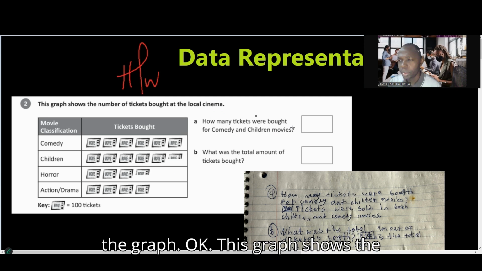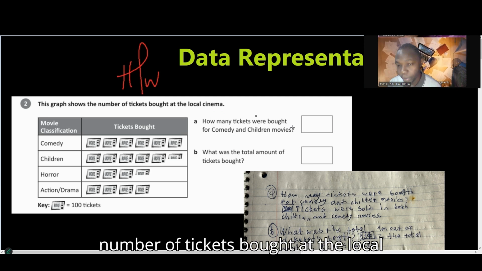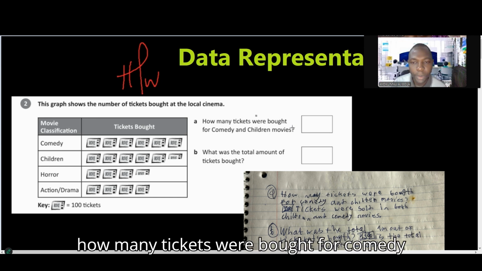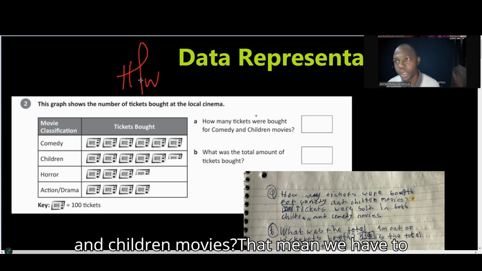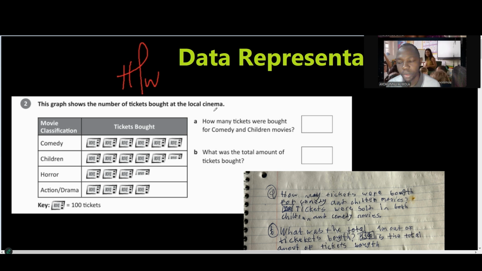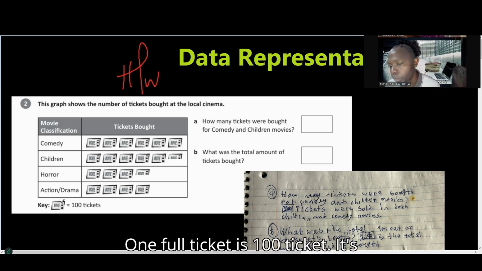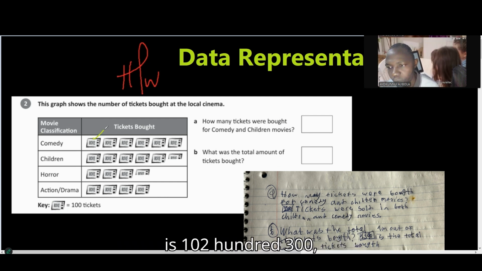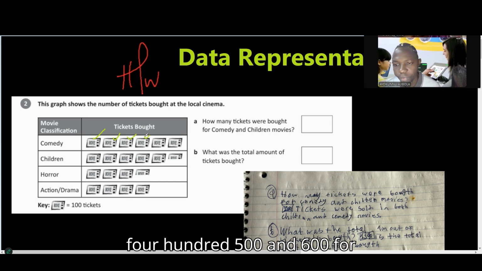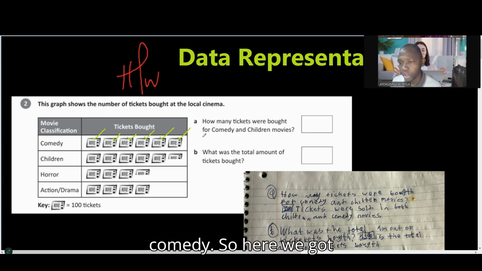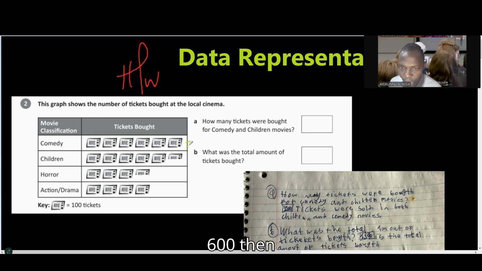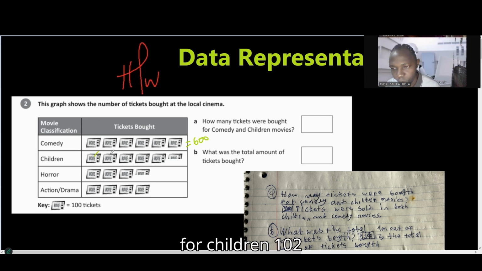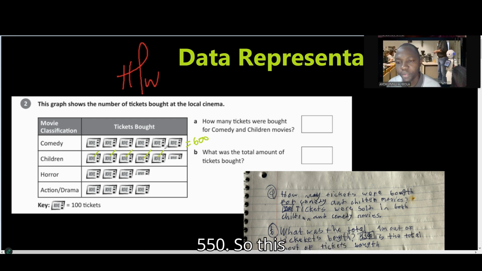The graph shows the number of tickets bought at the local cinema. So, how many tickets were bought for comedy and children movies? That means we have to get the number for comedy and add it to the number for children. One full ticket is representing 100 tickets. So this is 100, 200, 300, 400, 500, and 600 for comedy. So here we got 600. Then for children, 100, 200, 300, 400, 550.